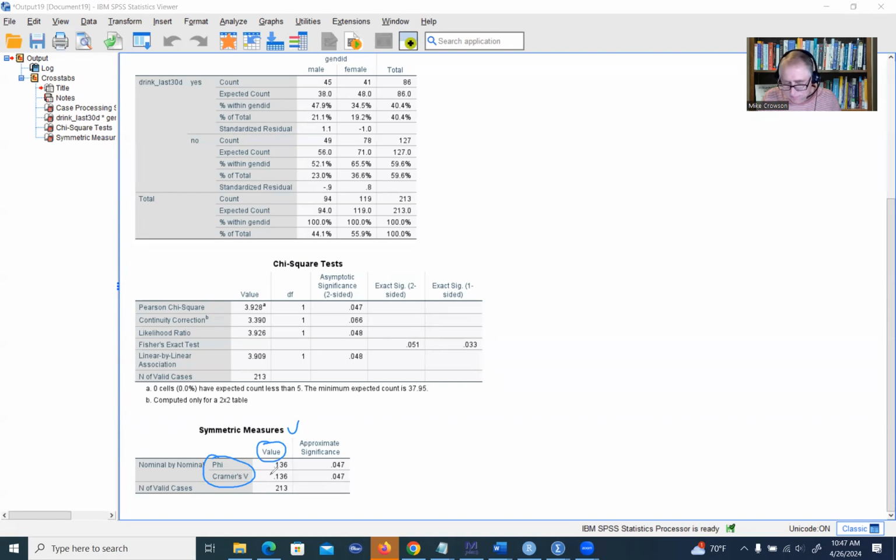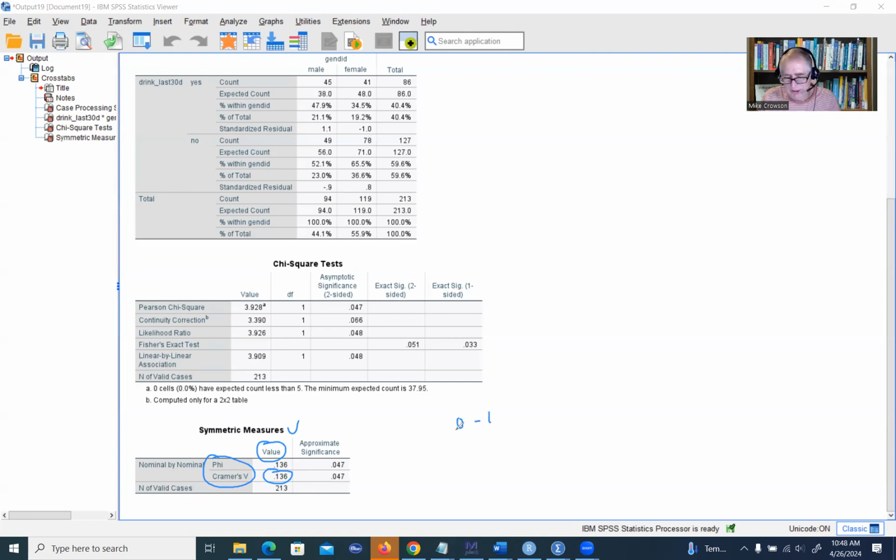And in fact, Cramer's V is a more general version of phi. I was reading through David Howell's book earlier, and he was suggesting that he preferred Cramer's V to phi as a general rule, since phi is an instance of Cramer's V with a 2x2 table. So at any rate, we'll mainly talk about Cramer's V, with the understanding that with a 2x2 table, those values are going to be exactly the same. So you can see the value is 0.136, and Cramer's V basically runs from 0 to 1.